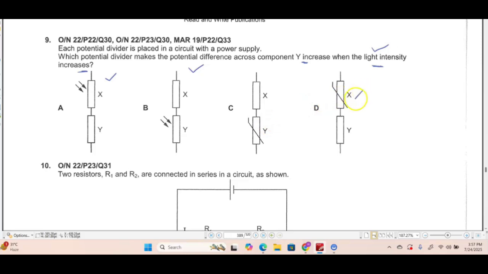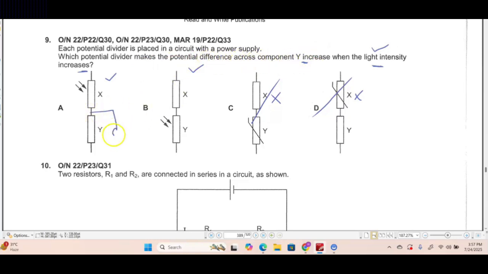These two options have thermistors in them. Thermistors are basically temperature dependent resistors. Okay, so we are not going to look into these. These are going to get eliminated. So now what we have to do is that we need an LDR at a place such that the potential difference across Y increases.